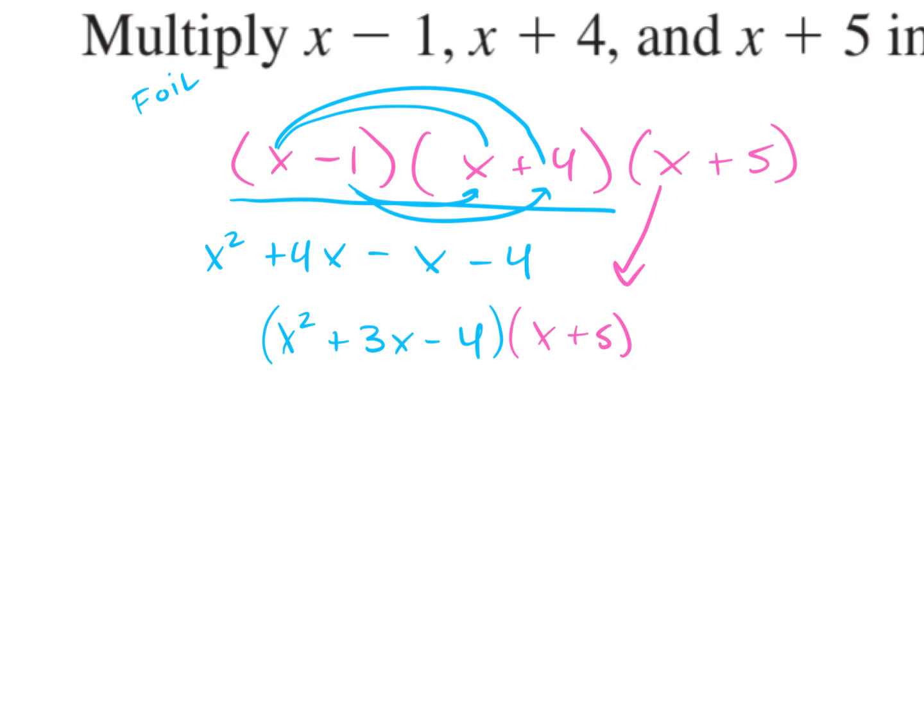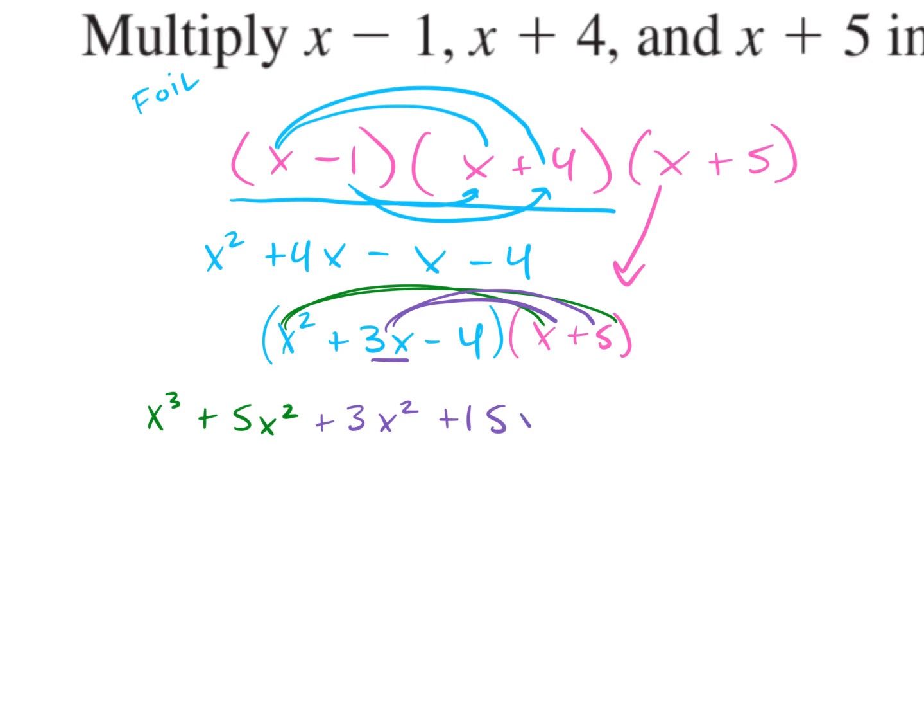Now again, we have to make sure every term in the first set gets multiplied to every term in the second. So what's x squared times x? X cubed. What's x squared times 5? 5x squared. Now we can move on to the 3x. What's 3x times x? 3x squared. What's 3x times 5? 15x. And then what's negative 4 times x? Negative 4x. And negative 4 times 5? Negative 20.